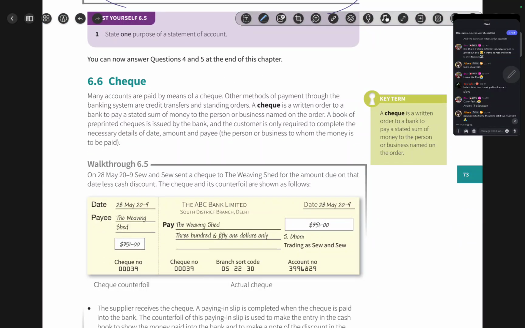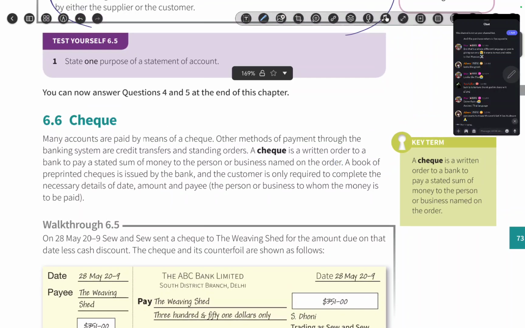Check. Checkmate. Anyway, many accounting records are paid by means of check. Other methods of payment through the banking system are credit transfers, standing orders, and direct debits. We already did this a few days ago.